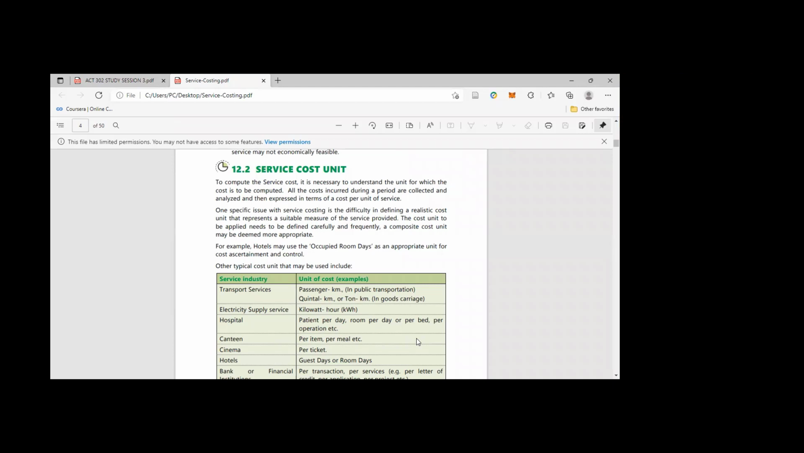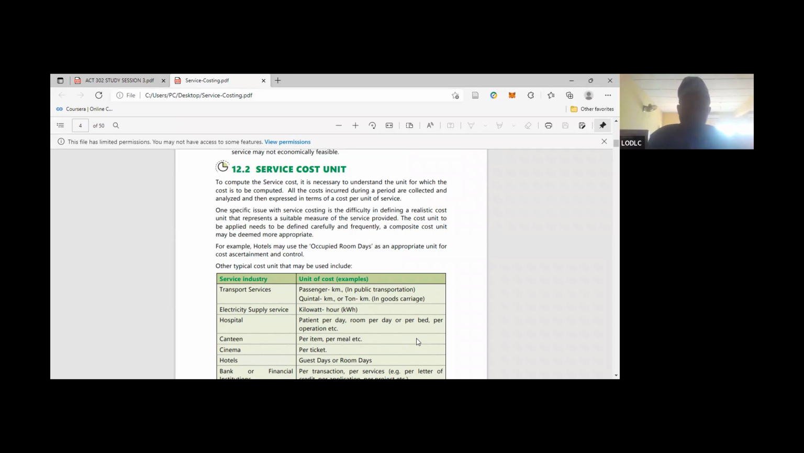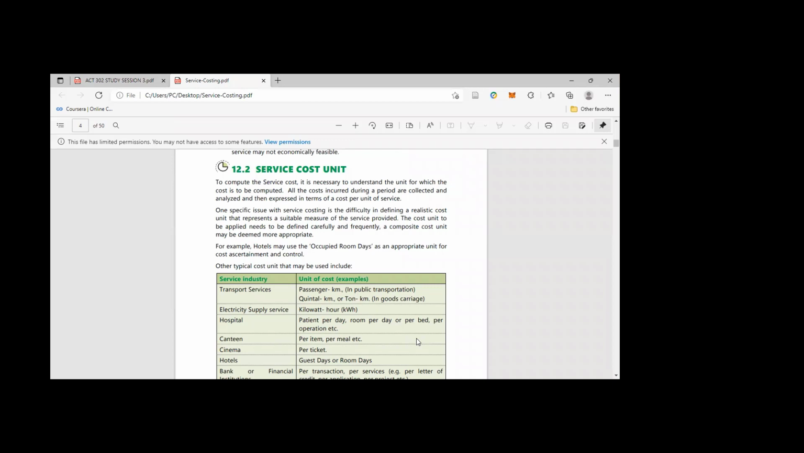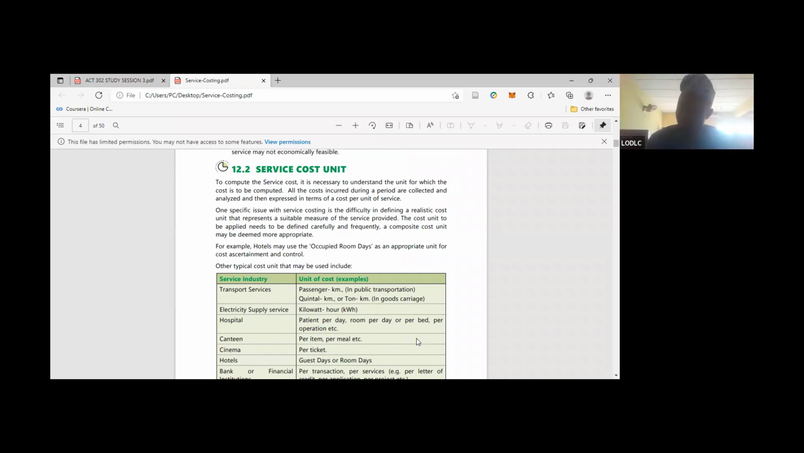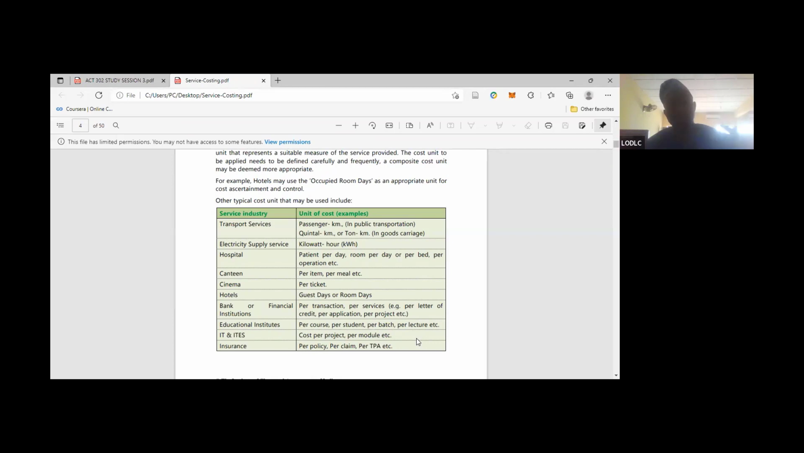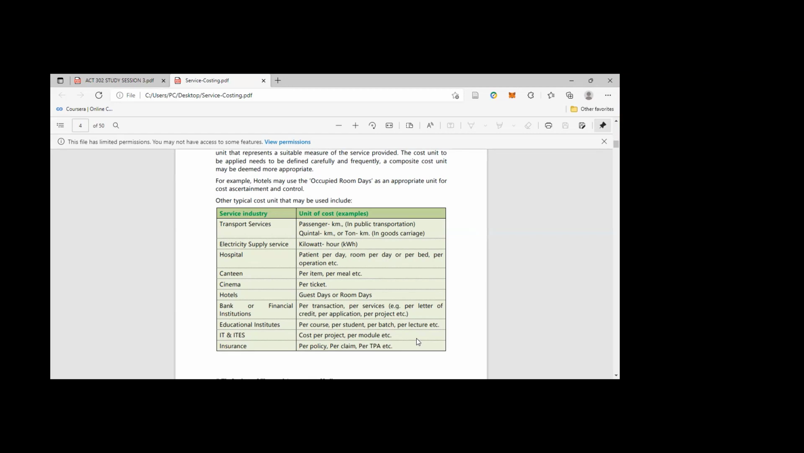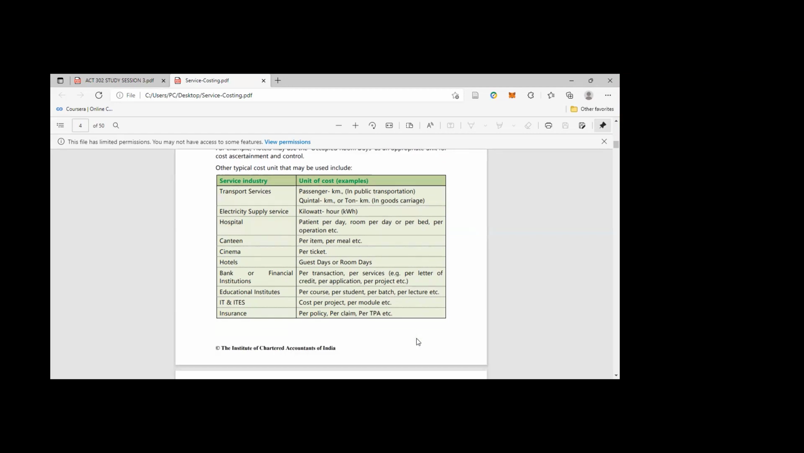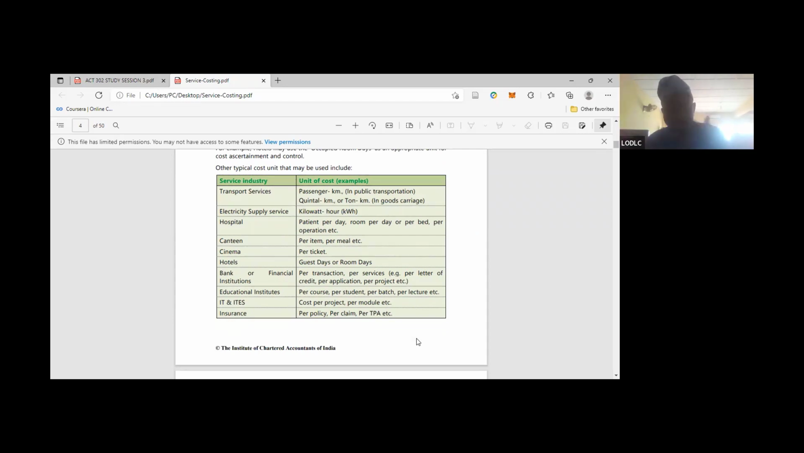So we have IBDC, the electricity service industry. We have kilowatt hour, when you buy electricity. So the unit that you are going to be given is in form of kilowatt per hour. When you're talking about hospital, you'll be talking about patient per day or room per day, that is the room allotted to patients per day. You'll be talking about per bed, you'll be talking about per operation. When we are talking about a canteen, where you can go and eat, you'll be talking about per item, per meal. Are we on the same page?